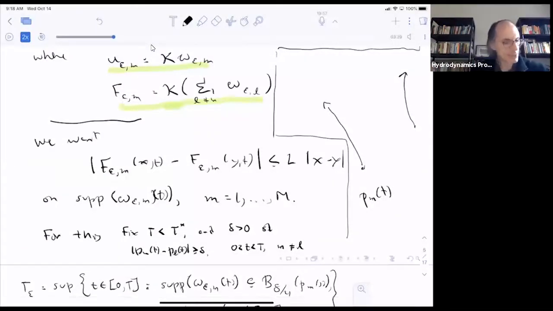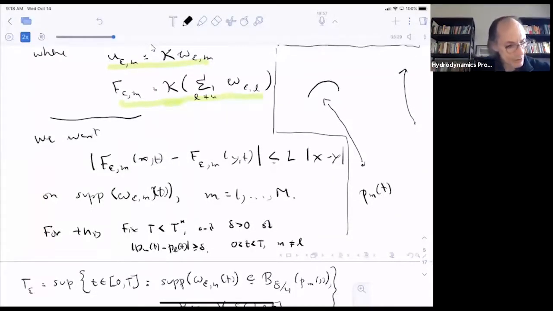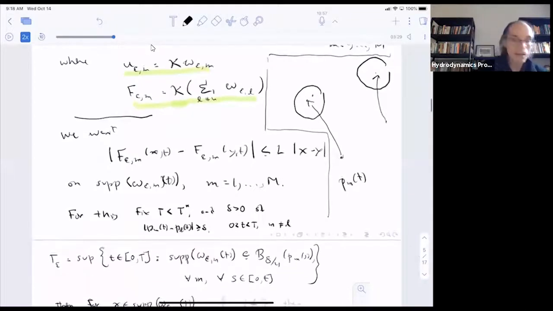And so then I put a ball of radius delta over 4 around each of these points. And I know the distance between these two balls is at least delta over 2. So if I consider any point in here, well, let's go back and look at the definition of T epsilon. The definition of T epsilon is here.